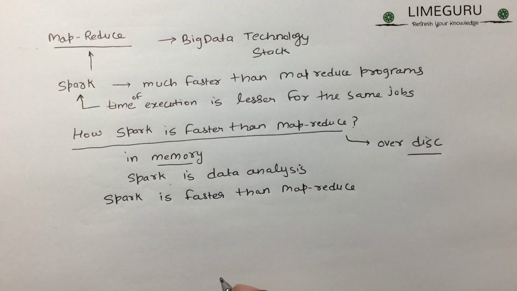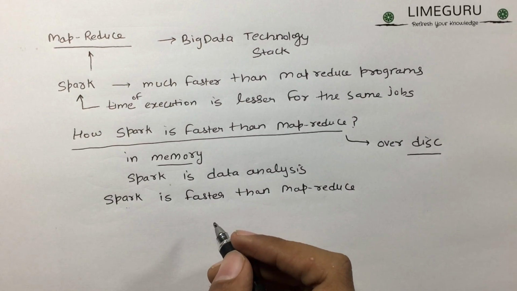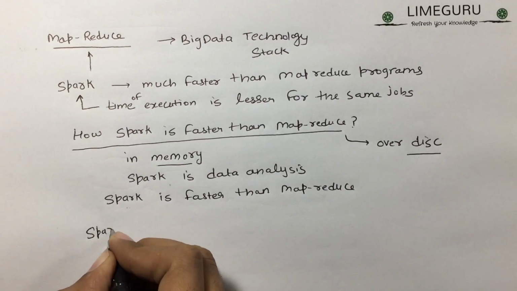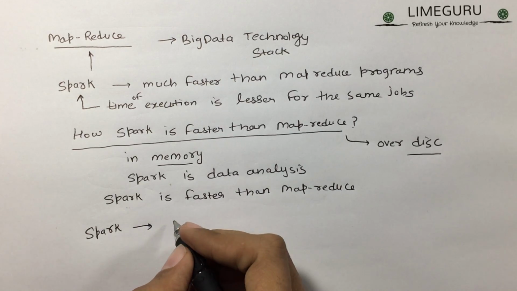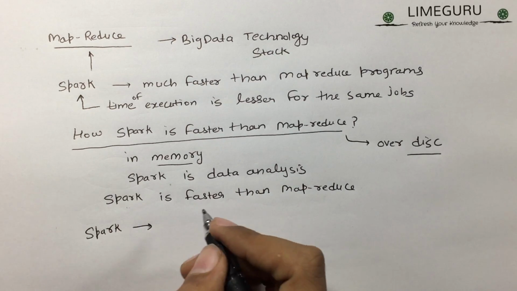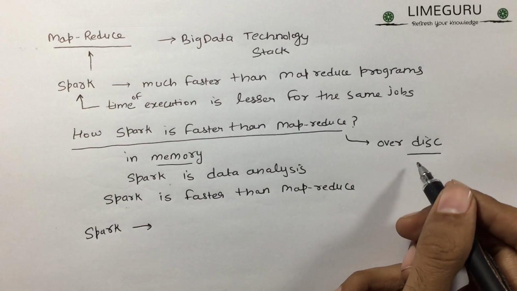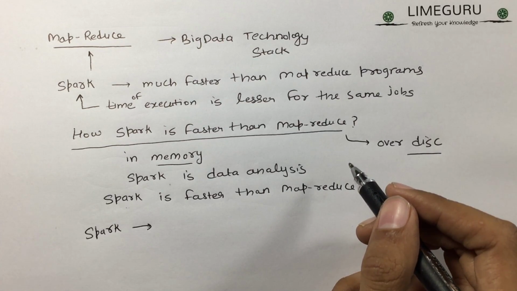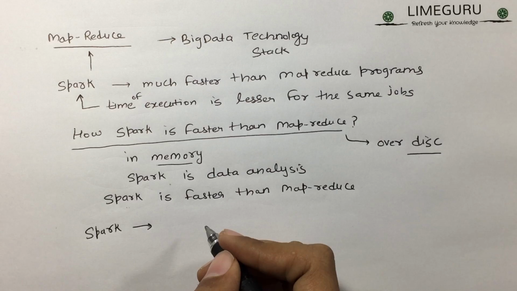And it has been observed that if we run the Spark jobs over the disk itself, in those cases also it is faster than a MapReduce program. So Spark offers in-memory data analysis technology, so that is faster than MapReduce. But apart from that, you can analyze the data through the disk also. Even that is faster in case of Spark. This is the reason that Spark is the preferred way of doing data analysis jobs as compared to MapReduce programs.